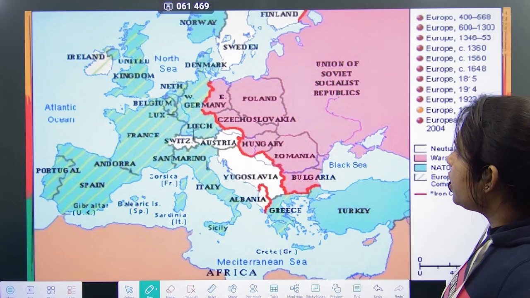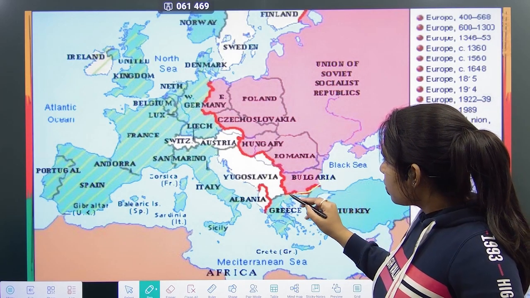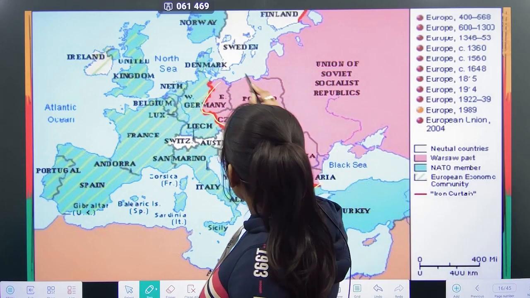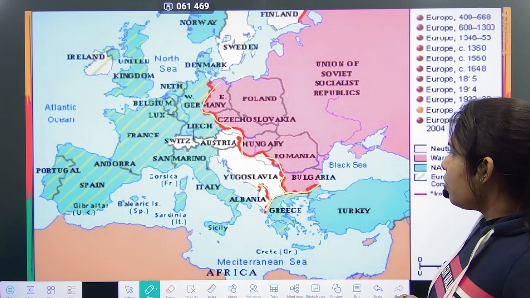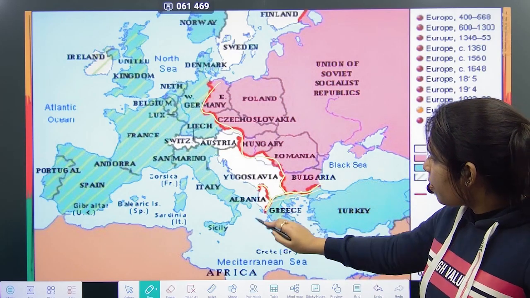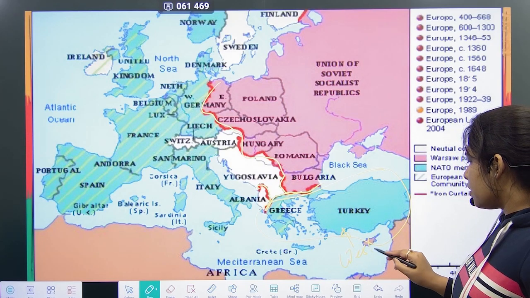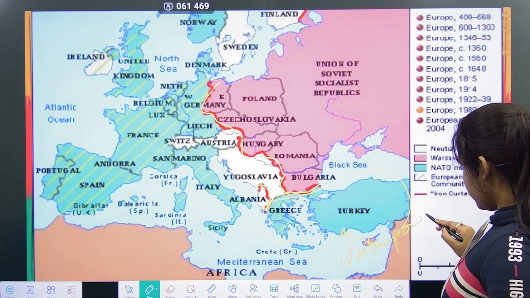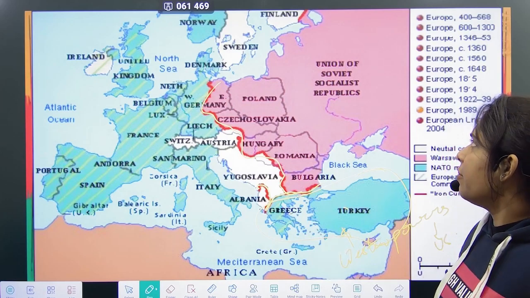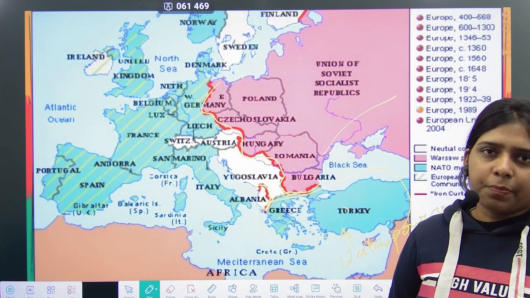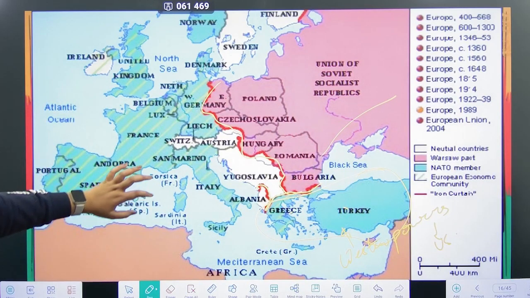Now, if you see over here, you will see this is the Iron Curtain, which you can see. Now try to understand the situation. These are also a part of East Europe, but they were not here because Western powers, the US, stepped in. So Greece and Turkey could not be taken by USSR. But every other nation, witness it carefully.